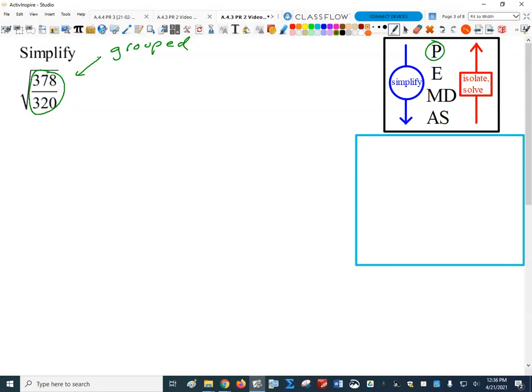What could we divide both top and bottom numbers by? 2, sure. So we could rewrite this as the square root of 189 divided by 160. And we're kind of stuck there. We can't reduce it anymore, can we? This is odd. This is even. That's divisible by 3. This is not. This is not divisible by 4. So I think we're stuck with what we got.